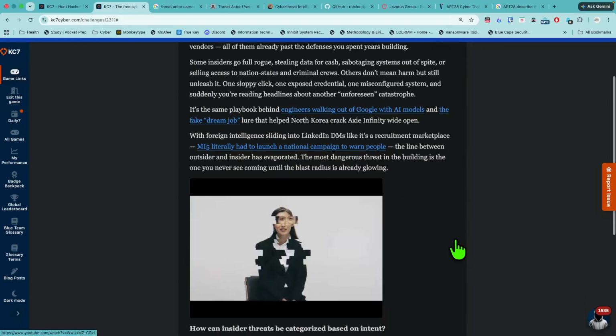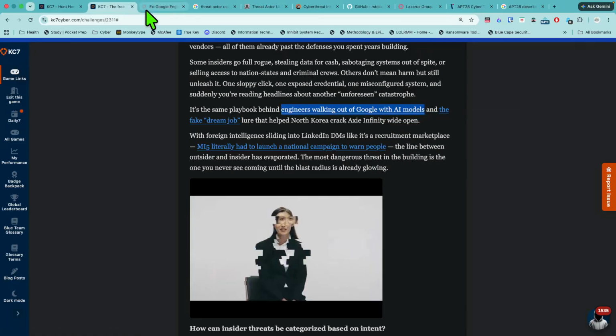Some insiders go rogue, stealing data for cash, sabotaging systems out of spite, or selling access to nation states and criminal crews. Others don't mean harm, but still leak it. One sloppy click, one exposed credential, one misconfigured system, and suddenly you're reading headlines about another unforeseen catastrophe. It's the same playbook behind engineers walking out of Google with AI models. And if you want to learn more about that, you can click here.